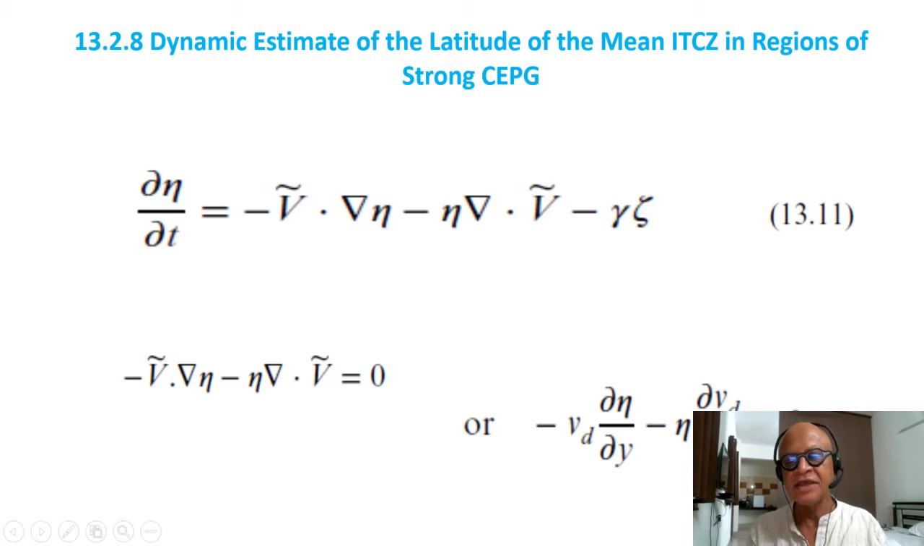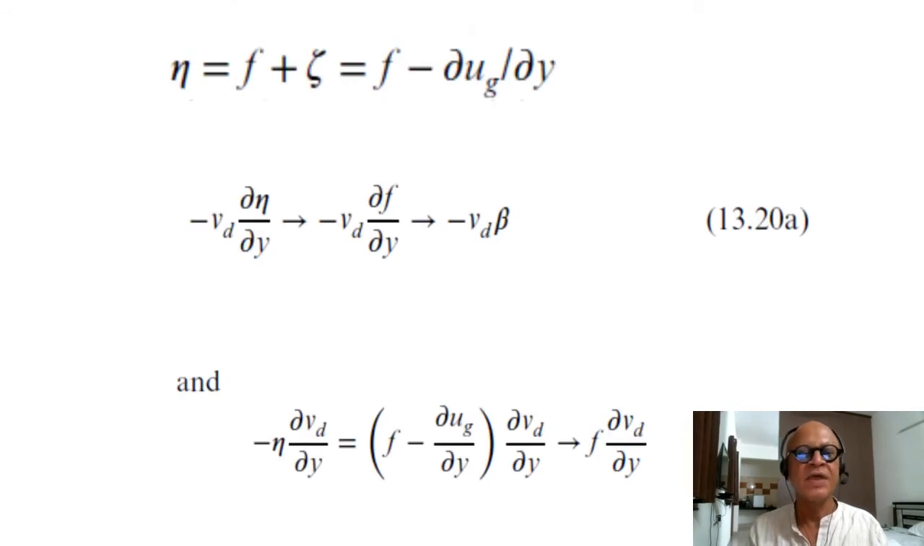And then the idea is that where the vorticity advection term and the vortex tube stretching term balance each other is where you're going to get the ITCZ. So remembering that eta is zeta plus f, which is written as f minus du_g/dy in this case, a geostrophically balanced zonal wind and its meridional gradient, because dv/dx is 0 in our meridional case. So minus v_d d eta/dy can be written as minus v_d times partial f/partial y, because the relative vorticity is smaller than the planetary vorticity as you go away from the equator towards the ITCZ. And we know that partial f/partial y is beta, so that's minus v_d times beta.